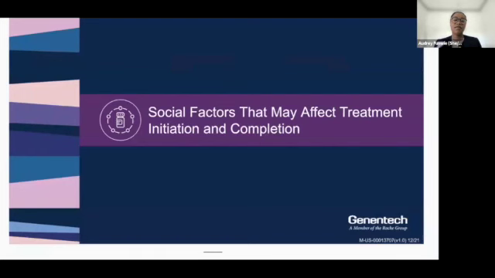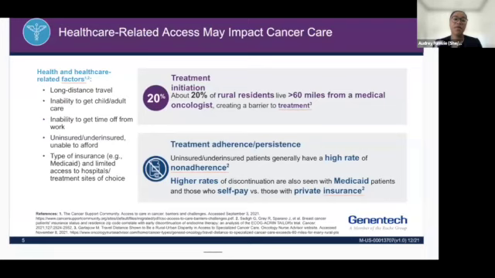So first, I wanted to give you two examples of how social factors can affect treatment initiation and completion in cancer clinical research studies. One example is healthcare-related access that might impact cancer care. So one of the factors is maybe long distance travel. If someone is living more than 60, 70, 80 miles from the closest medical oncologist, that can really create a huge barrier to their treatment. So about 20% of rural residents live greater than 60 miles from a medical oncologist.